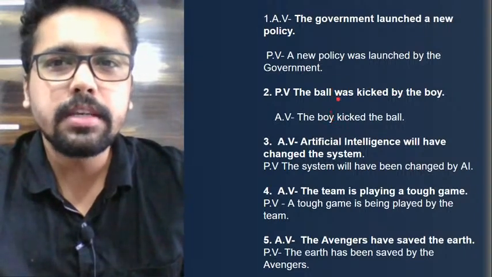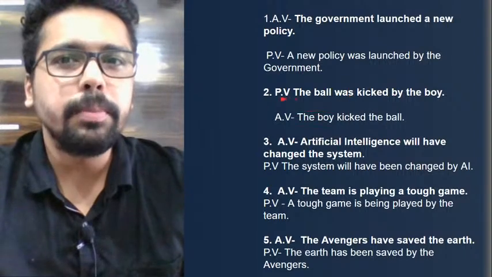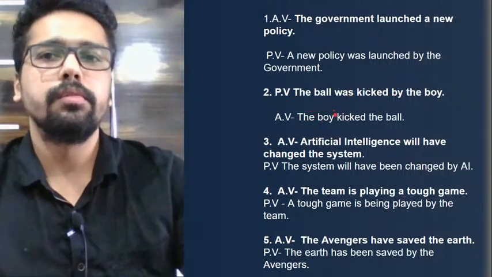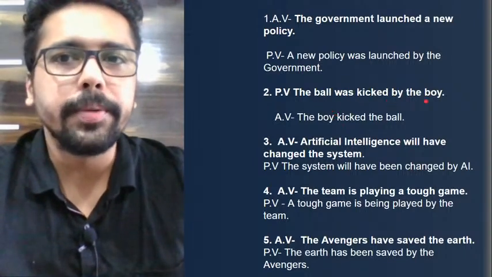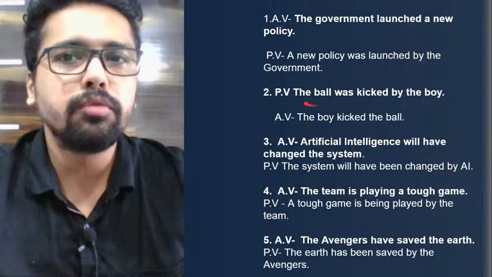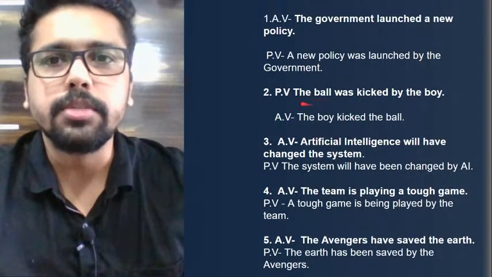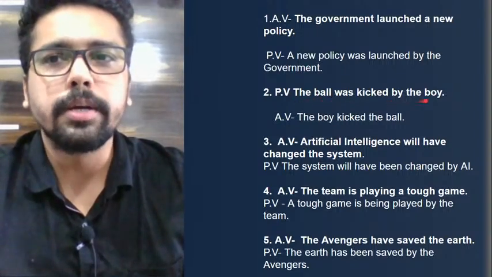Now look at the second one. This I have reversed. We are changing from passive to active. So PV is passive voice. We just have to reverse the rap song. The ball was kicked by the boy. Now this is clearly passive voice because the ball is not doing the action. The action is done on the ball, the subject. The subject is not the doer of the action. This is passive voice: the ball was kicked by the boy.